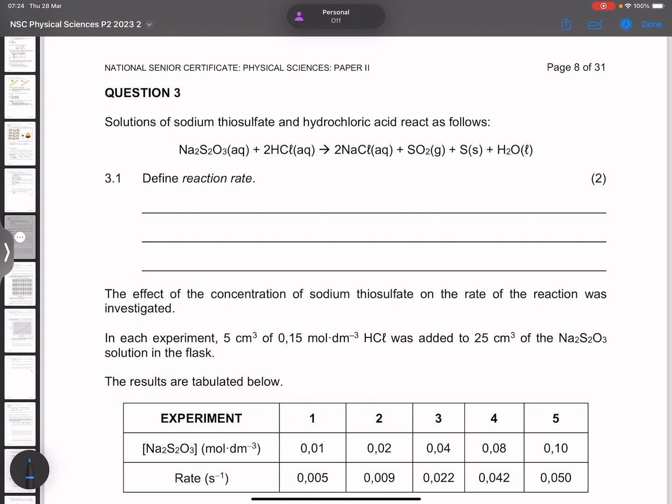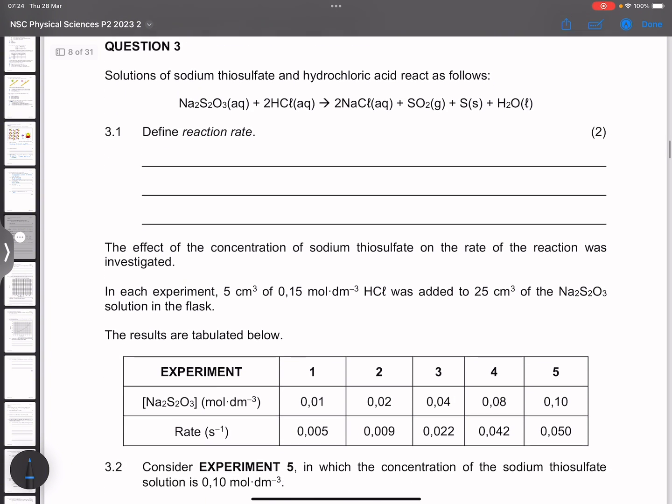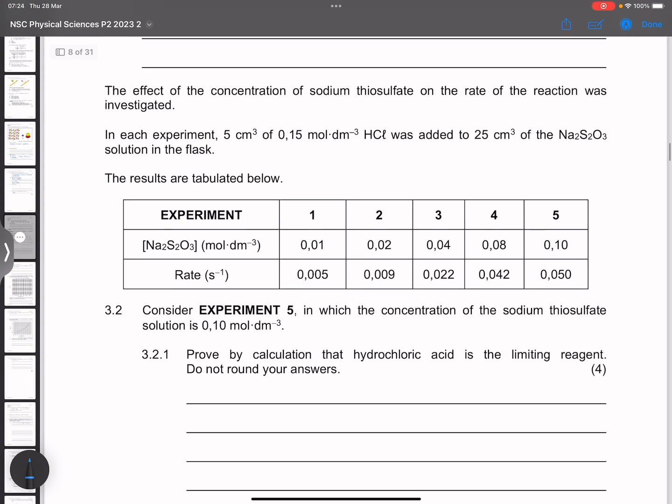All right, so they say to us, solutions of sodium thiosulfate and hydrochloric acid react as follows. You've got a reaction there. They say define reaction rate. Remember that reaction rate is the change in the concentration of products formed or reactants used per unit of time. I'm not going to write that down. Let's go on to the next question.